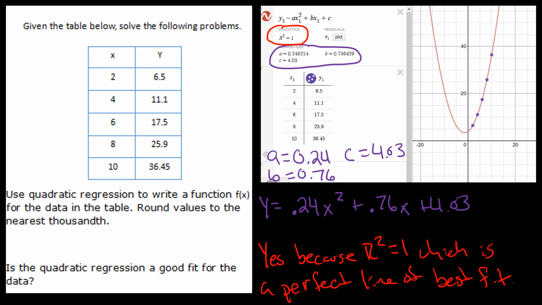Okay, so you need to do both. You need to identify the line of best fit given the parameters, and you need to describe whether or not this is a good line of best fit based off your r squared value. Remember, anything r squared of 0.8 or better is a good line of best fit.